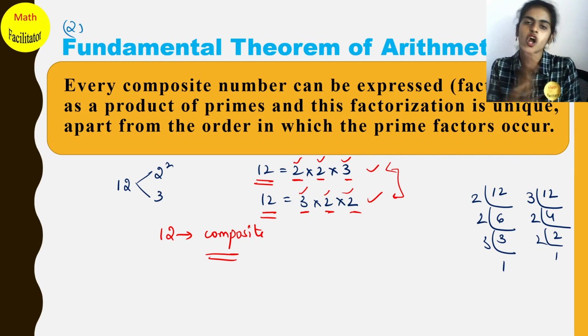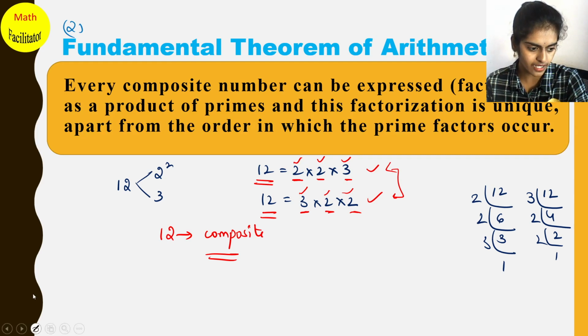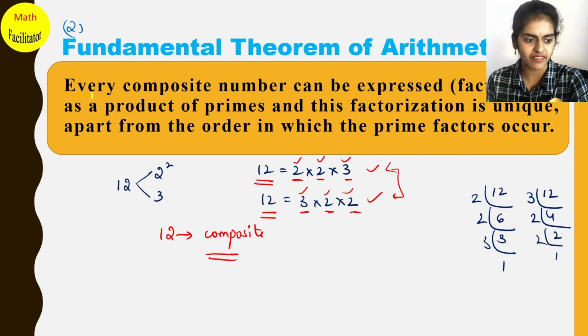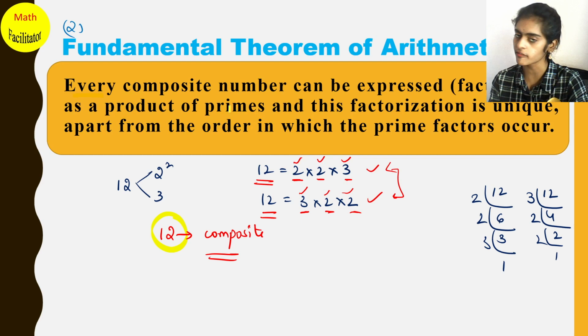Second point is the order can be different but the answer will be same. The order can be different. Okay, so let us read the statement again now. Every composite number can be expressed as a product of primes.